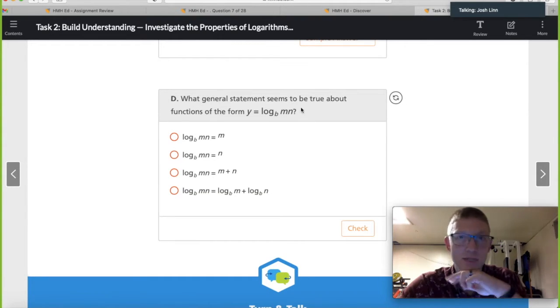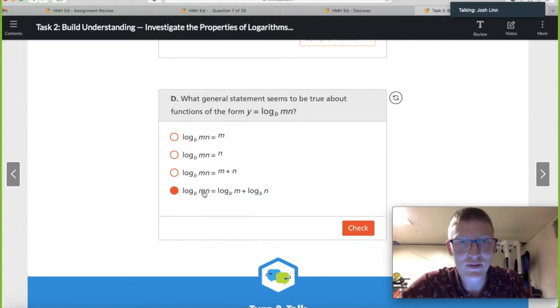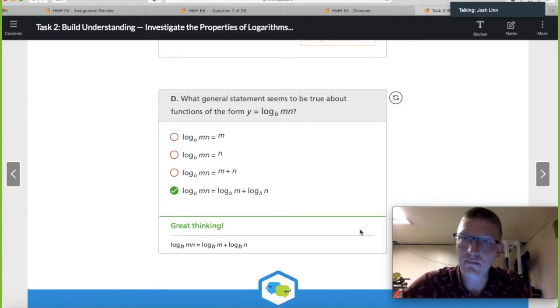So what general statement seems to be true about the functions of the form y equals log base b of m times n? If you look through these, this one seems the most similar to what we were doing. Could it possibly be a law or a rule?